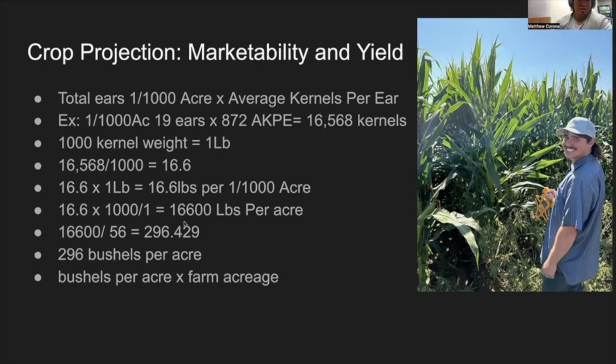Multiply that by 1,000 to scale that up to the per acre size. Now we have 16,600 pounds per acre of corn kernels. Now we're dividing that by our bushel weight, which is 56, and that gives us 296 bushels per acre. And then you can scale that up by the amount of acres you have. And that's how we estimate bushels per acre of corn.